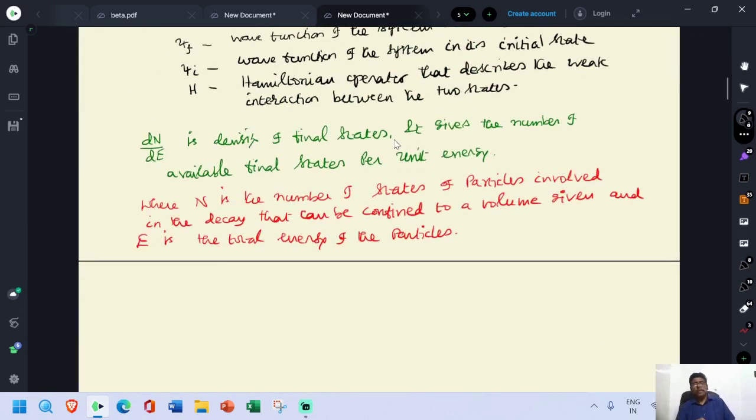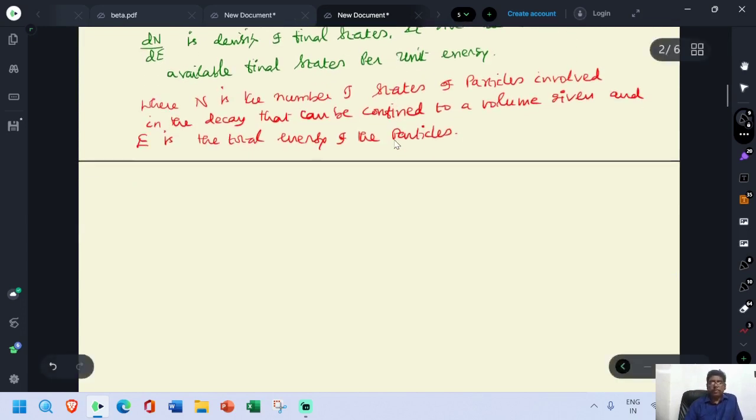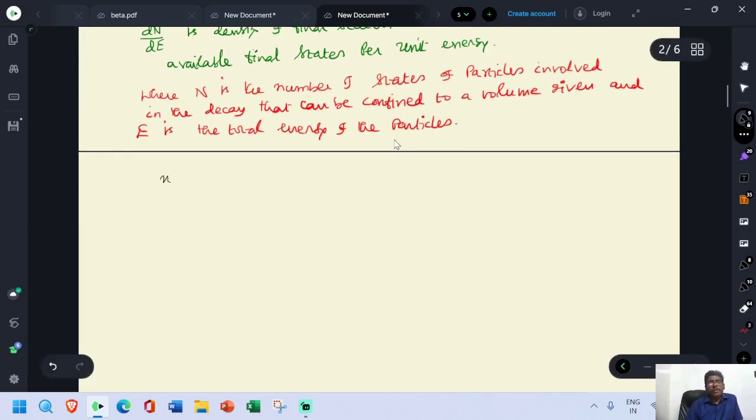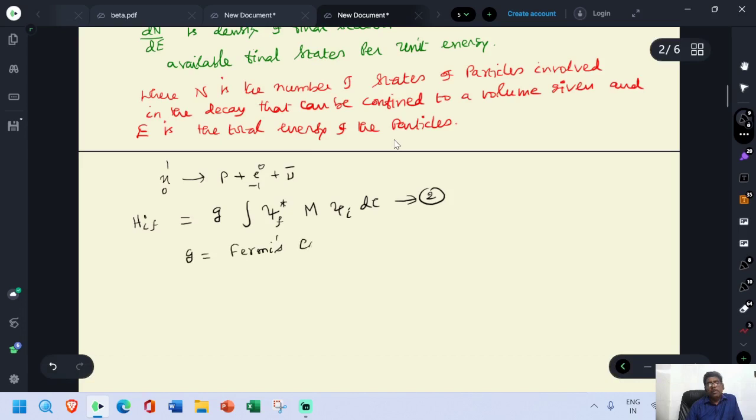Consider the equation for conversion of neutron into proton plus electron and antineutrino. For this equation, the value of H_if is equal to G, some coupling constant G, times Ψ_f*, capital Ψ_f*, then matrix element M times ψ_i. This is equation 2. Here G is equal to Fermi's coupling constant.